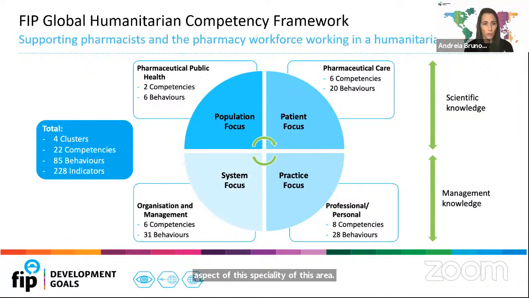So in total, and I'm also a numbers person, it has four clusters, 22 competencies, 85 behaviors, and 228 indicators. It's by no means a short framework. It also doesn't mean that you have to have all of it or pursue all of it, but we tried to make it as complete as possible to make sure that whoever uses it can identify their learning gaps and also ensure that they can progress on their performance.